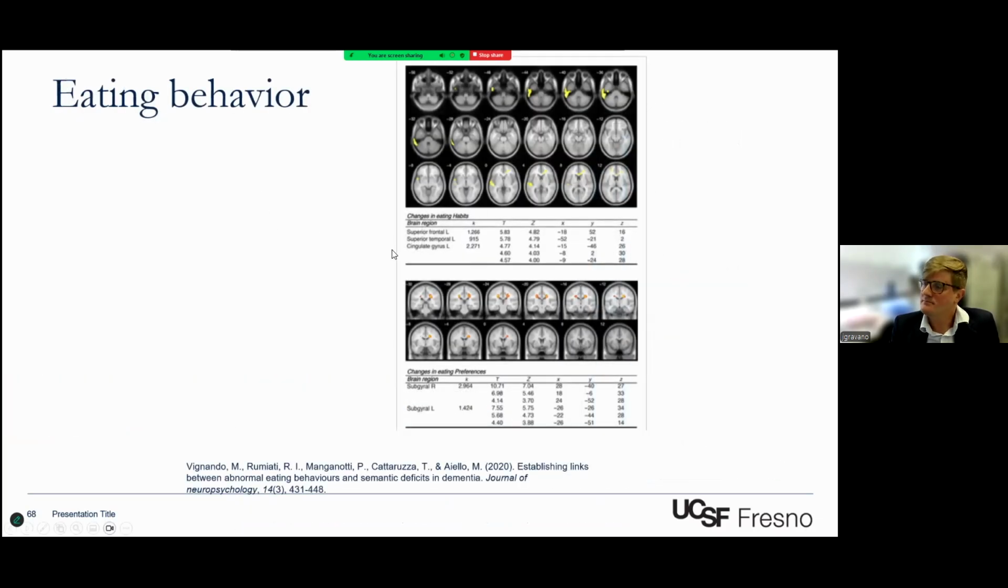Similarly, you can look at complex things like eating behavior change. This is again common in semantic dementia, particularly. Food fads, narrowing of preferences, some compulsivity around eating, and so you can look at those different changes. And in this case, as has been shown in other research studies of the same types of changes, you're seeing again an anterior temporal and orbital frontal anatomy to changes in eating behavior.